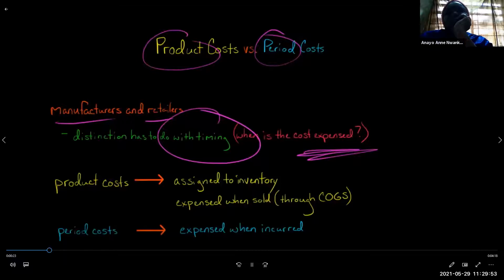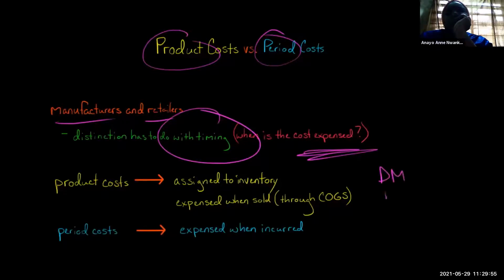If we take a manufacturer, we're talking about costs like direct materials, direct labor, and manufacturing overhead. These are all manufacturing costs, and manufacturing costs are product costs. They're assigned to the company's inventory account, capitalized, and shown on the balance sheet. But when that manufacturer actually sells the inventory, it expenses all these costs through cost of goods sold.